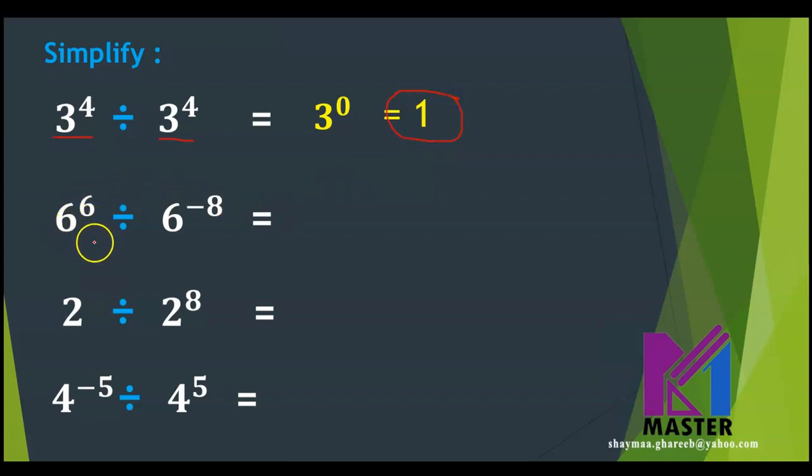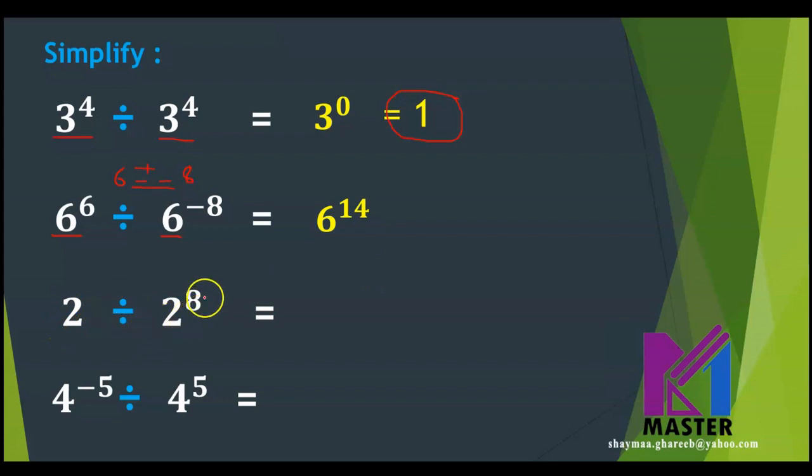6 to the power of 6 divided by 6 to the power of negative 8. I'm going to keep the base number. I will subtract the powers. 6 minus negative 8. So when you subtract a negative number, it is the same as adding. So it's the same as 6 plus 8. So 6 plus 8 equals 14. Then the answer will be 6 to the power of 14.